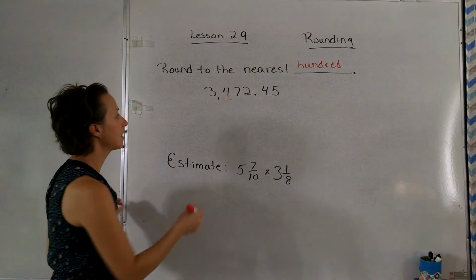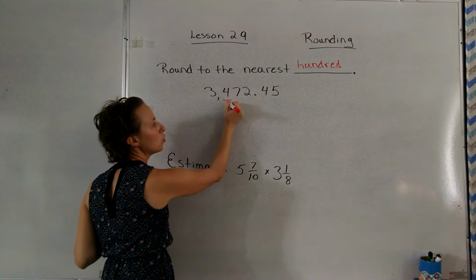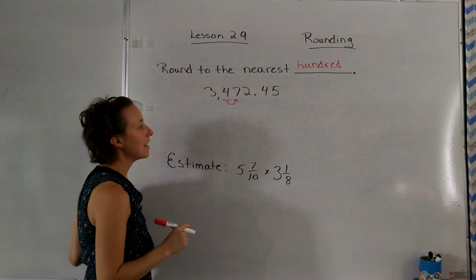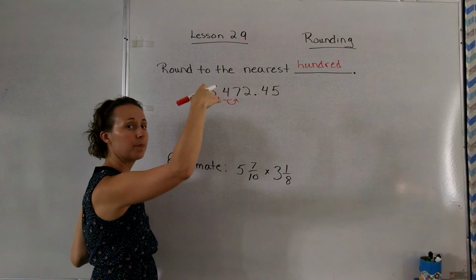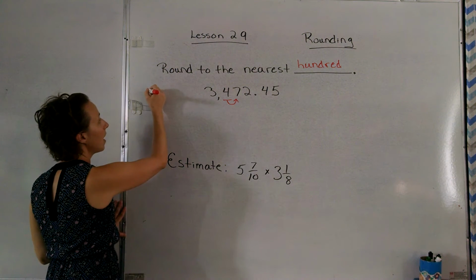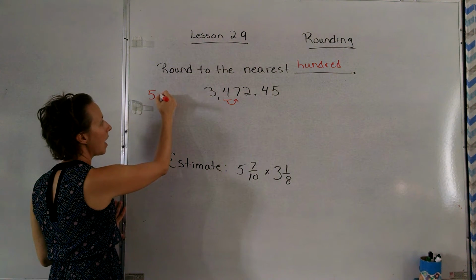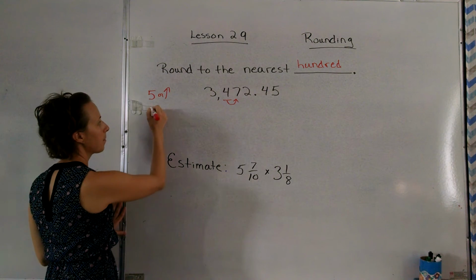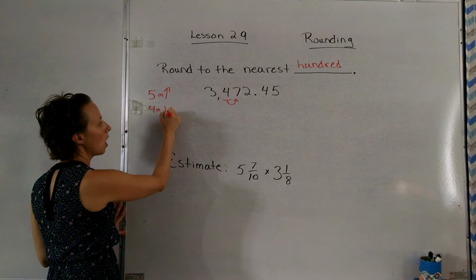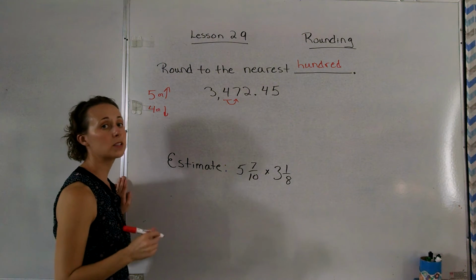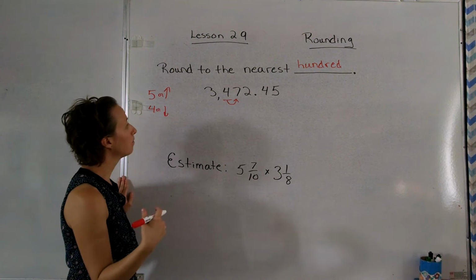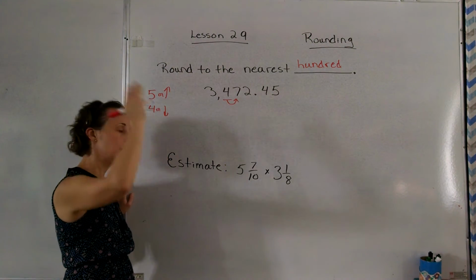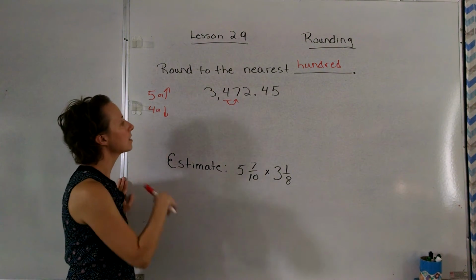In order to do that, I need to look at the number to the right, and I need to see, is it 5 or higher, or 4 or lower? If the number to the right is 5 or higher, we're going to round up. If it is 4 or lower, we're going to round down and the number will stay the same. That's because 5 is halfway. If you're halfway there, we're going to round up. If you're not yet halfway there, we're not.